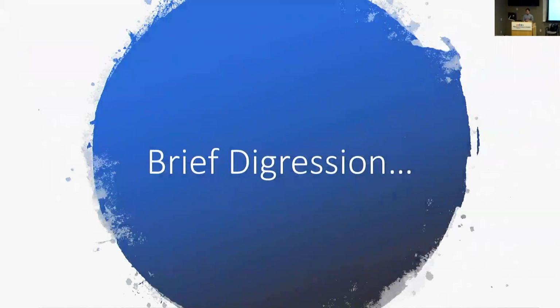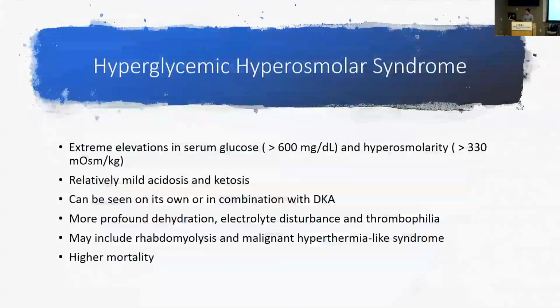Okay, and then we have a minute for a brief digression. Just something to keep in mind is hyperglycemic hyperosmolar syndrome. This is defined by extreme elevations in serum glucose and serum osmolarity in association with a relatively mild acidosis and ketosis. This is classically thought to present more often in type 2 diabetes and more often on its own as a distinct entity from DKA, but you can definitely see it in conjunction with DKA. So it's important to keep this in mind as you're working through.